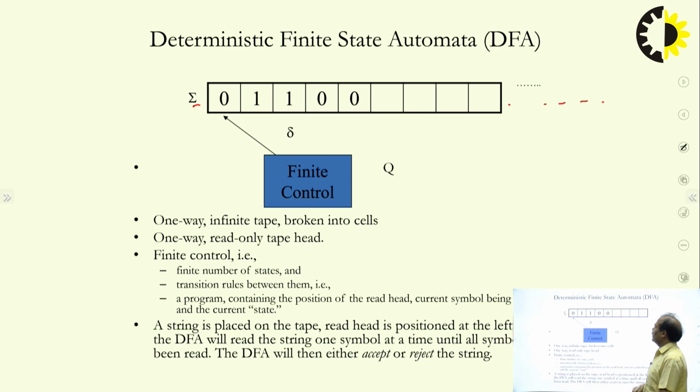And there is a finite control unit, just analogous to the control unit of a computer. This finite control unit has a set of states, let's say Q0, Q1 and so on, any number of states. One state acts as the starting state, and any number of states can act as final states. Let's say this is a final state.